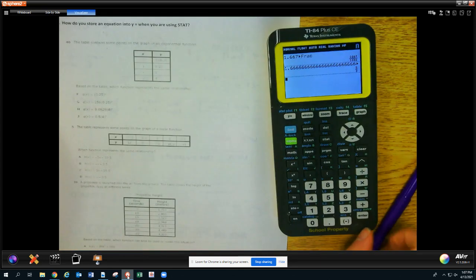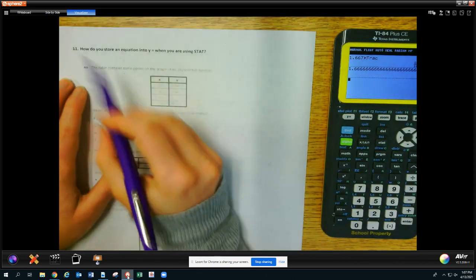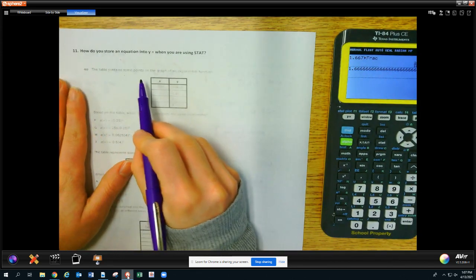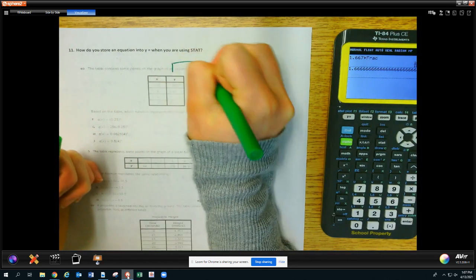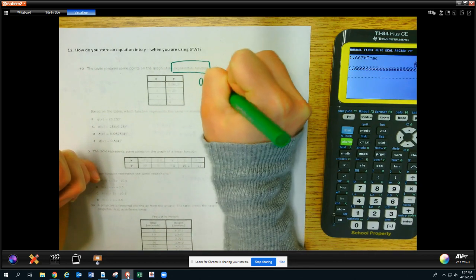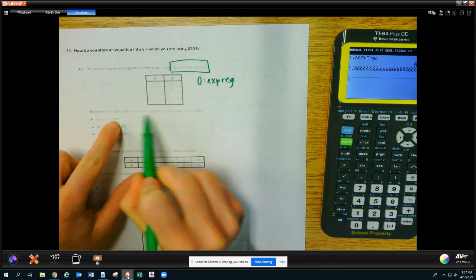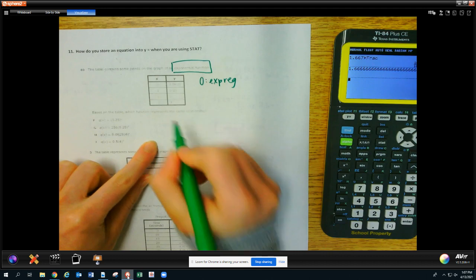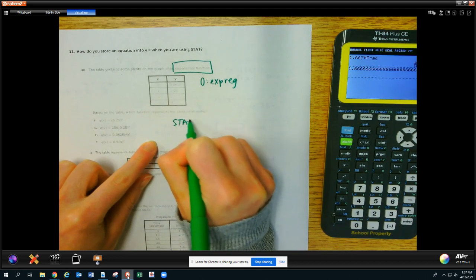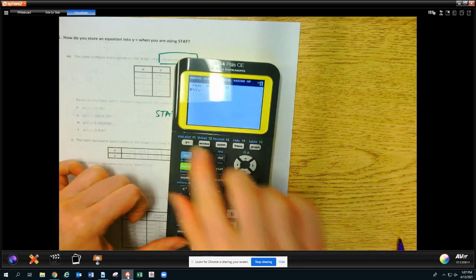Okay, and so here are some STAAR questions that involve regression. And so the table contains some points on the graph for an exponential function. Okay, pay attention to that because that tells me I'm going to use option 0 for expreg. Okay, and so based on the table, which function represents this relationship? So we're going to do stat calc 0 once we put these numbers into L1 and L2.